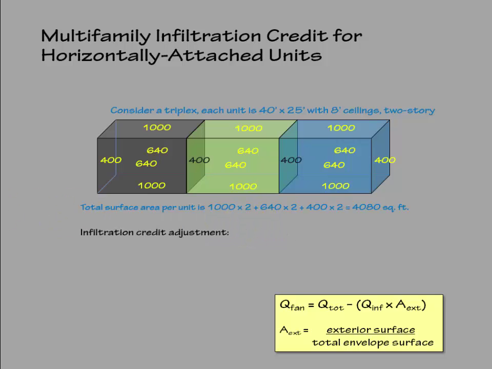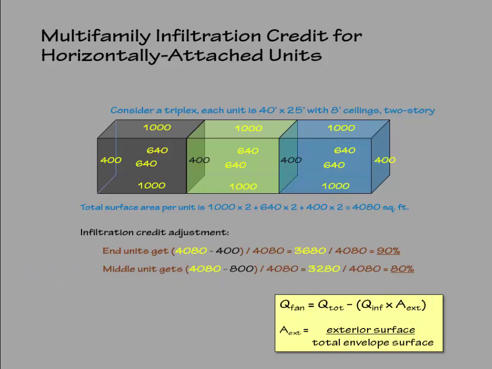It's rather complex. The infiltration adjustment we have here for the end units, this one and this one, we multiply Q inf by 90% or 0.9. And for the middle unit that we're using in our example, A sub exterior is 80% or 0.8. So that's how we figure it out. Now you can see this is rather complex. A nice thing about the RED tool is it does all of this for you. You still have to do some measuring and enter the values, add some things together. But remember, you can use the math on the fly of the RED tool. It helps you out.